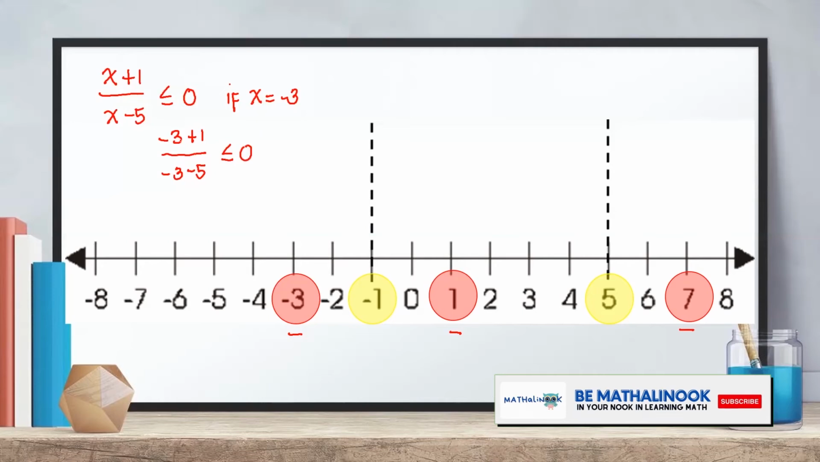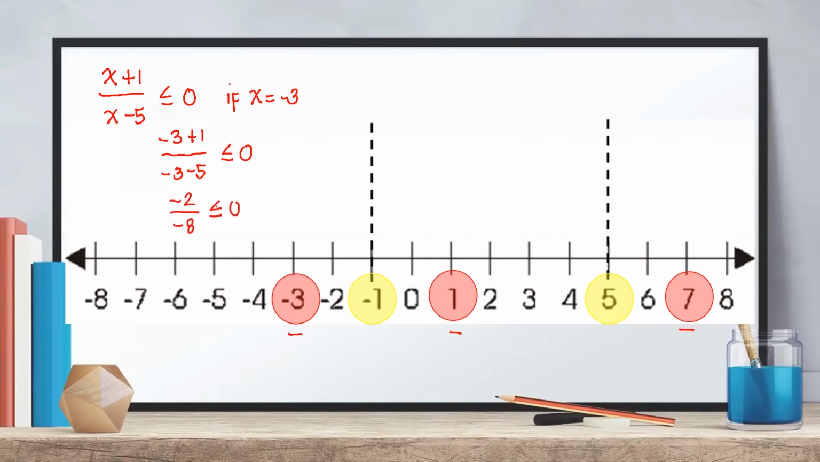Simplifying this, we're going to have negative 2 over negative 8 is less than or equal to 0. Negative 2 divided by negative 8 is equal to positive 1/4. Is 1/4 less than or equal to 0? Notice that this statement is false because 1/4 is greater than 0.